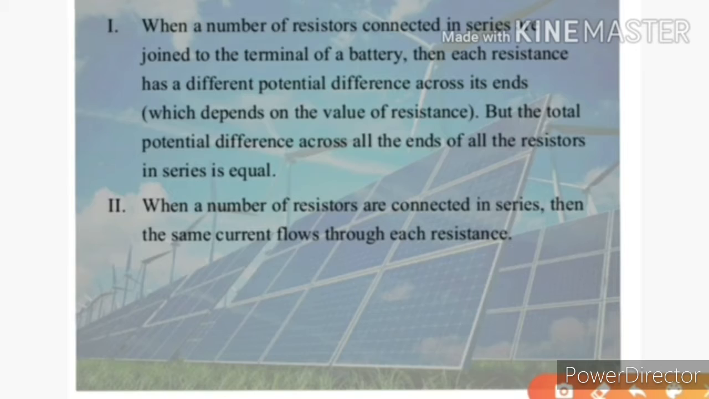When a number of resistors are connected in series, the same current flows through each resistance. So that is important: the same current flows through each resistance. The potential difference is different, potential difference varies, but the current remains the same through each resistance. Current is the same in case of series combination.